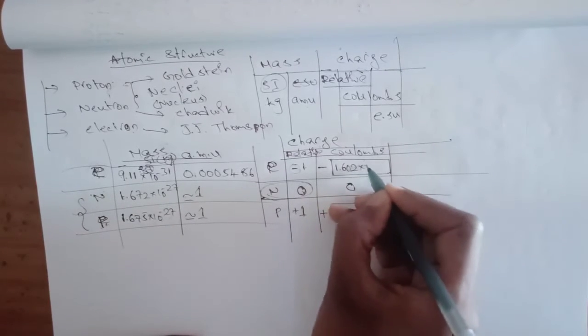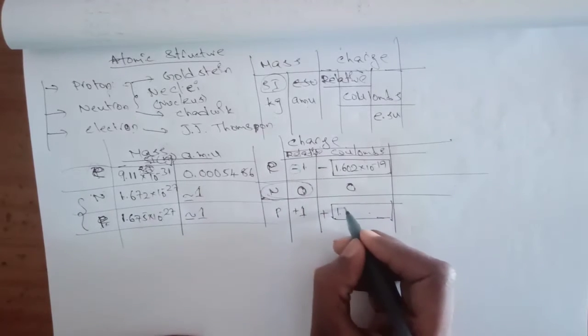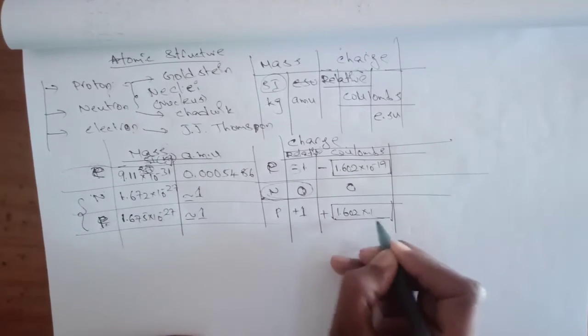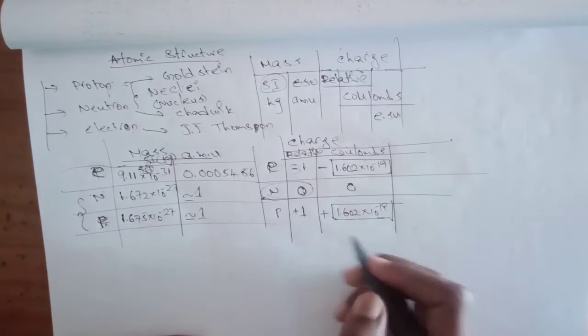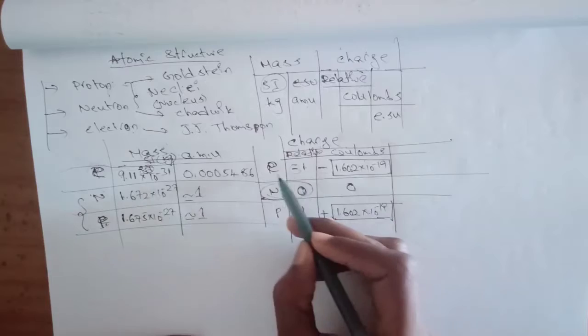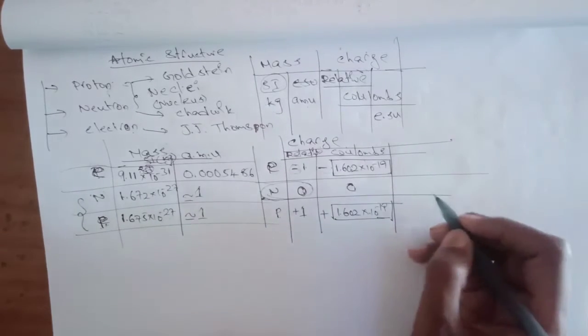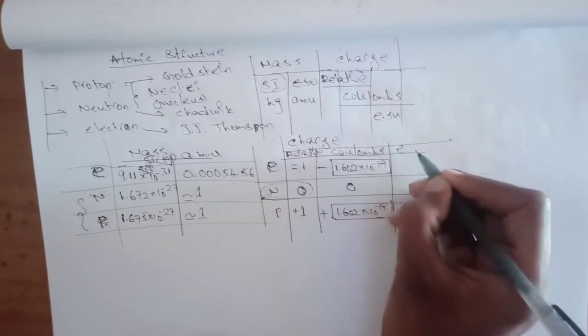1.602 into 10 power minus 19. Both are the same values but opposite signs. For the electron it is negative, for the proton it is positive. And the another thing is electrostatic unit, ESU.